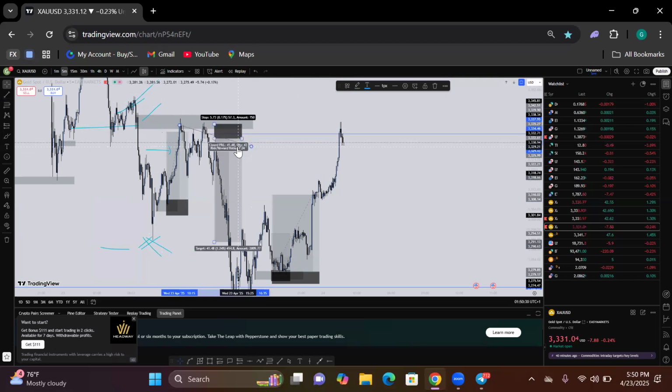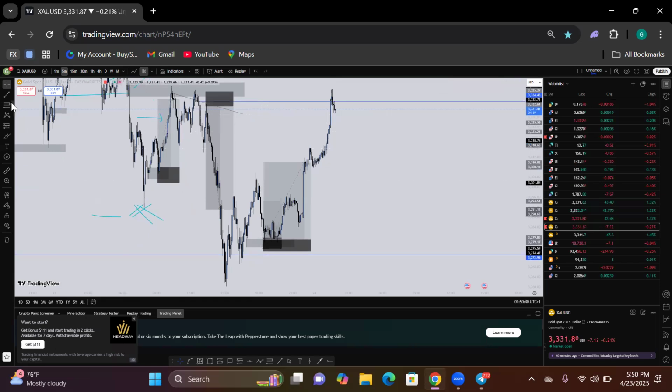Now we actually do have the presence of this trend line. We actually have first touch, second touch, third touch, right? Price comes back into this. Or should we say first touch, second touch, price comes back into this, right? Now let's take a look at this buy level, which we actually did have right here.